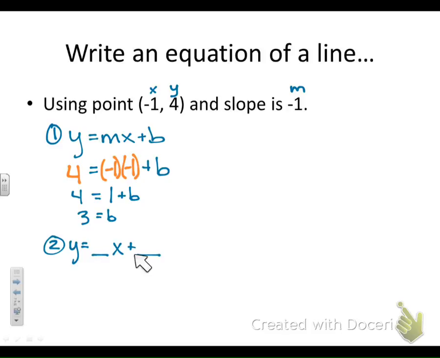Second step, I need a number here, and I need a number here. It's got to be in the form of slope-intercept form. That's what I'm looking for. So y equals the slope -1 x plus the y-intercept we found to be 3. We can clean it up to be y equals -x plus 3.